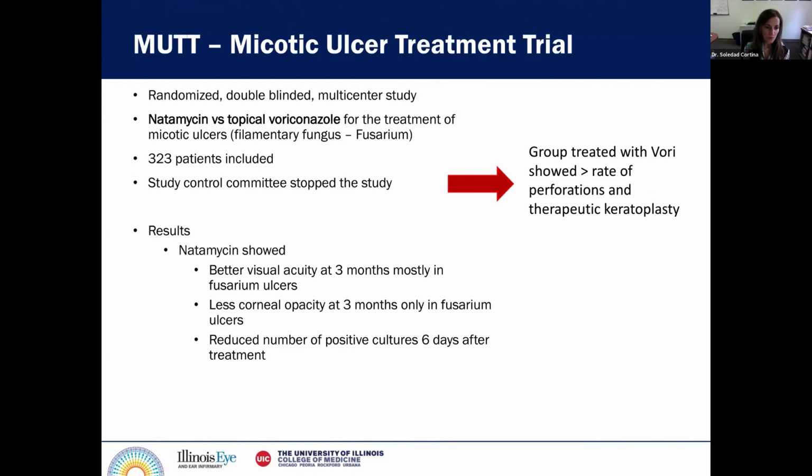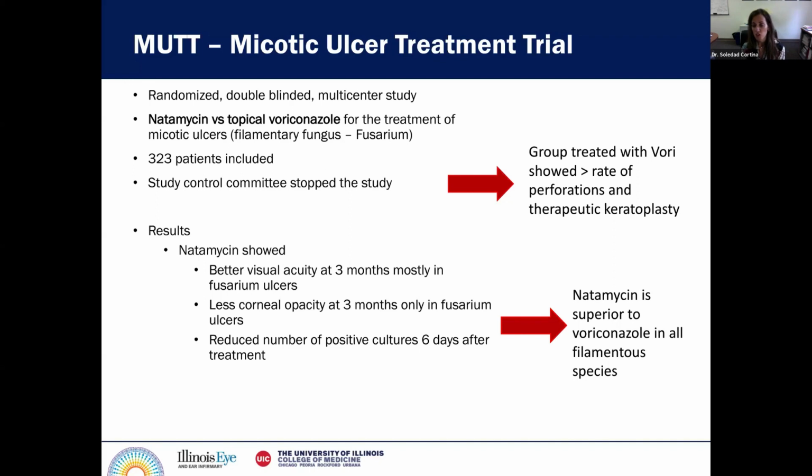What did the results show? Well, natamycin had better visual acuity at 3 months, mostly in fusarium ulcers. There was less corneal opacity at 3 months, and this was only for fusarium ulcers. And there was a reduced number of positive cultures 6 days after treatment with natamycin. So we concluded that natamycin is superior to Voriconazole in all filamentous species. A second randomized study and a Cochrane review confirmed these findings. So I think we can say that natamycin is at least the initial treatment of choice for fusarium keratitis.